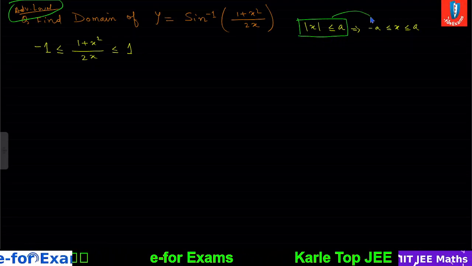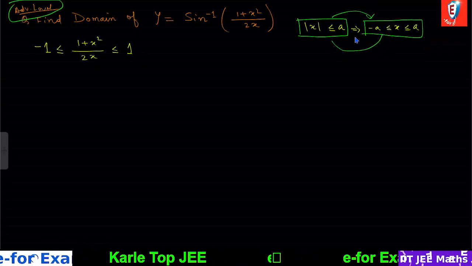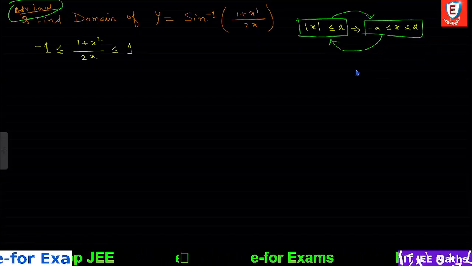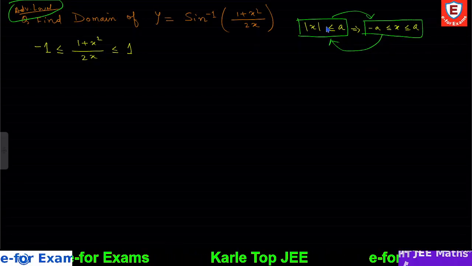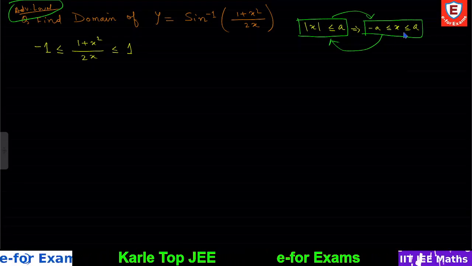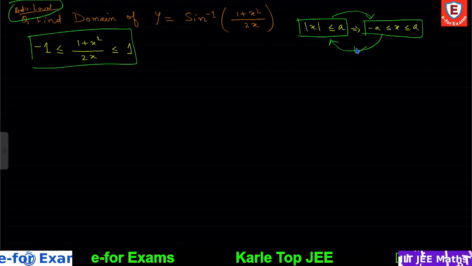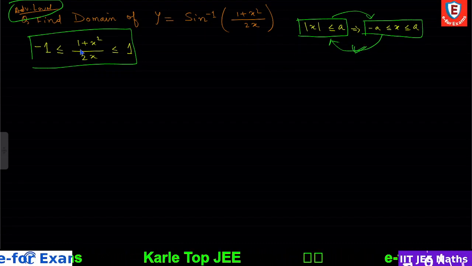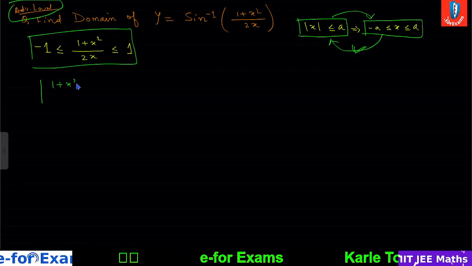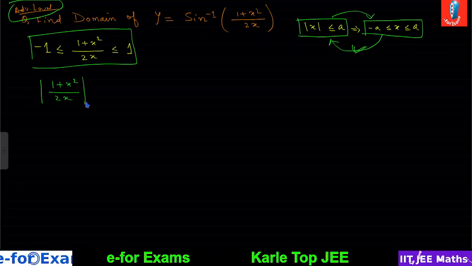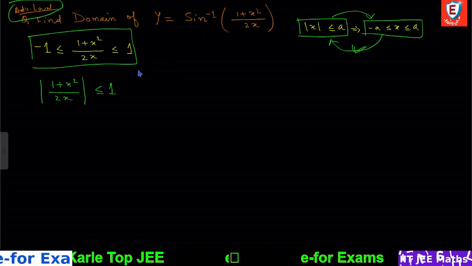This whole thing implies this. Then in the reverse way, if we are given this one, we can say this, right? If minus a is less than or equal to x less than or equal to a, then we can write this one. Left side is given, then we can write this one. So we are going to use this reverse one in this case. Minus 1 is less than or equal to this, less than or equal to this. This means we can write mod of (1 plus x squared divided by 2x) whole thing is less than or equal to 1. Right? Using this concept.